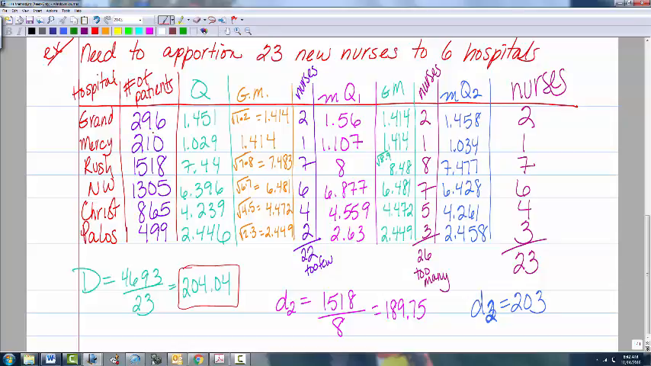Take all of these individual populations and divide it by that 204.04. Now, write the decimals down for those quotas. And this is where it gets to be a pain.